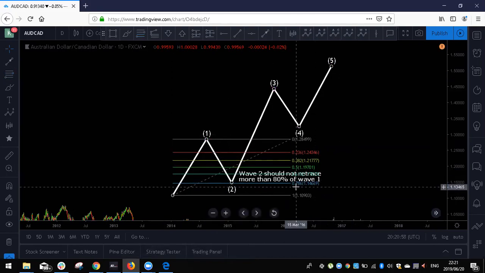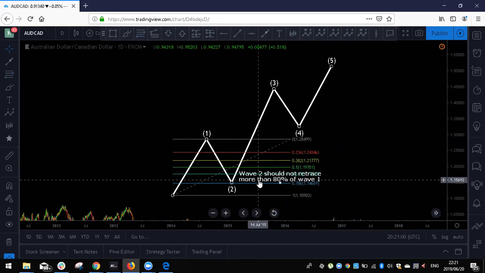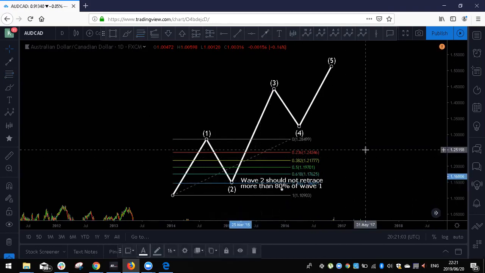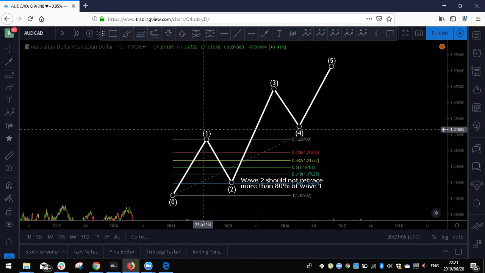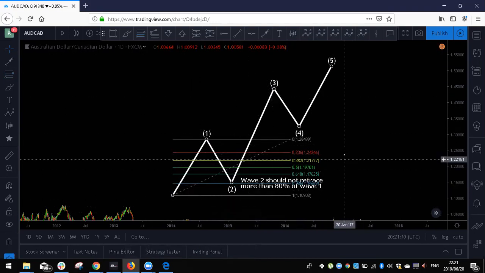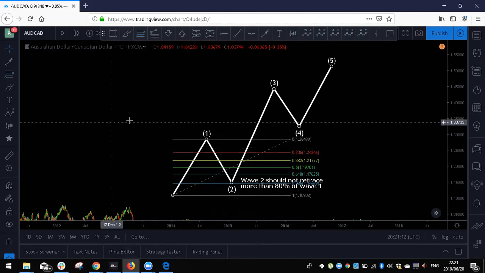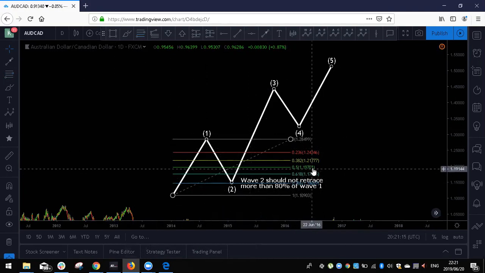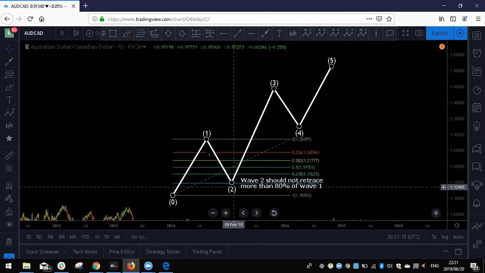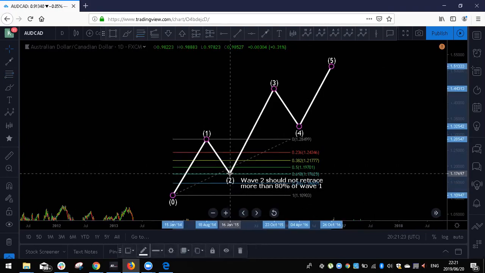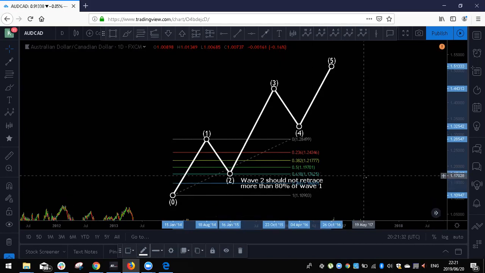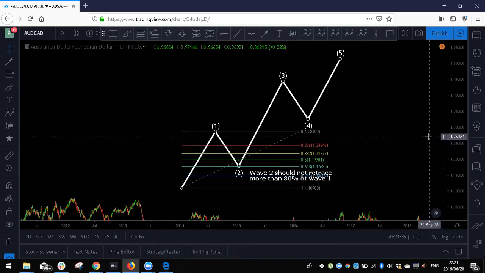There is 78.6, which is really close to 80%. That is where I got the rule. You remember I said I put my stop loss slightly below 78.6. It's because it's most likely that you'll be trading a wave 2 at any point in time. If it's a wave 2, you'll only confirm if it doesn't hit that 78.6.